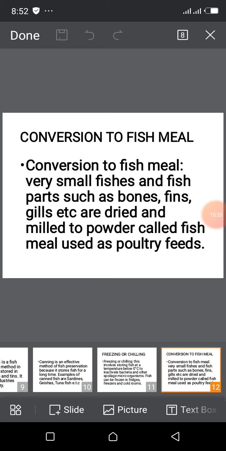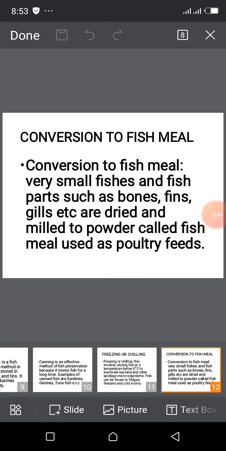Or let's assume that what you do to your fish is canning. Canning is not usually done with the head of the fish. So all the parts that are removed, and the fins or the gills, could be dried and milled to powder, which could serve as a source of food or as animal feed that could be used to feed poultry birds.